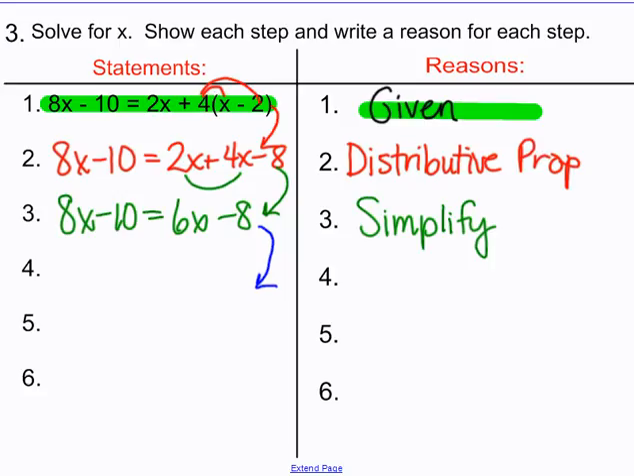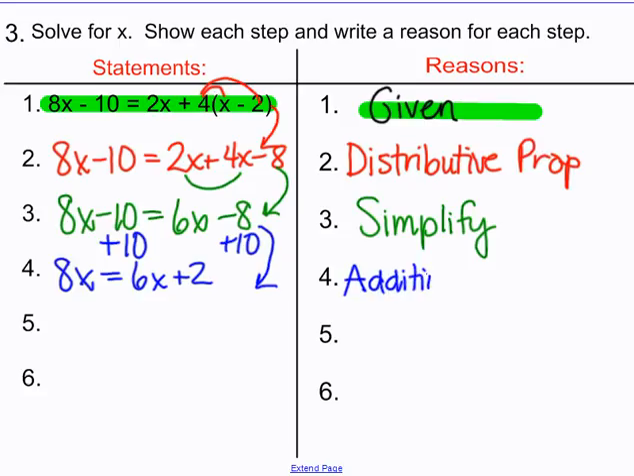All right, so we're going to move on to the next step. I know I have to isolate x, and I have to get all the numbers on the same side, so let's keep it positive. We're going to add 10 and add 10. So if we add 10, we end up with 8x equals 6x plus 2. And that is the addition property of equality.